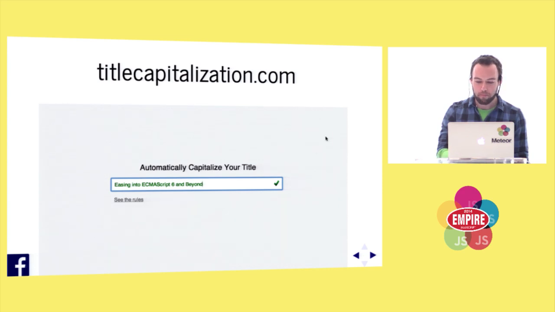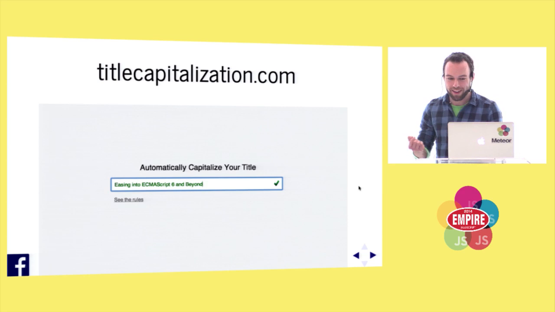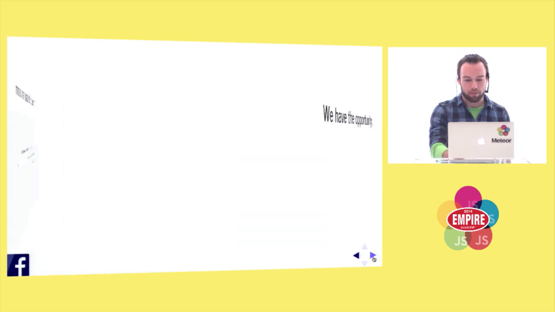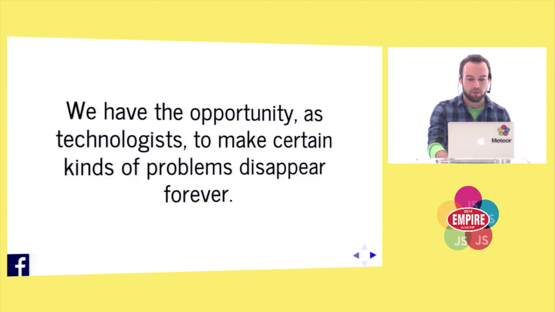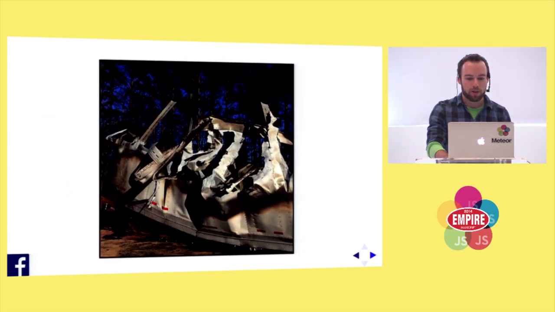So we're done. Anyway, this is a trivial example of something of a more general point that I'd like to make, which is that we have the opportunity as technologists, which is what we all are, to make certain kinds of problems disappear forever. So the problem of title capitalization, I would argue, is solved by titlecapitalization.com. And whether it's title capitalization or automatic memory management or self-driving cars, this is how history is going to judge our efforts as technologists, according to the number of problems that we were able to make disappear from the everyday lives of humanity, and also maybe according to the number of new things that we made possible.